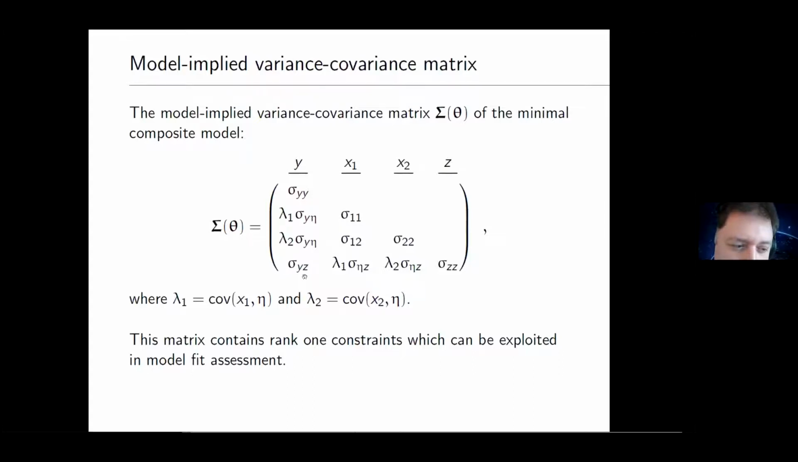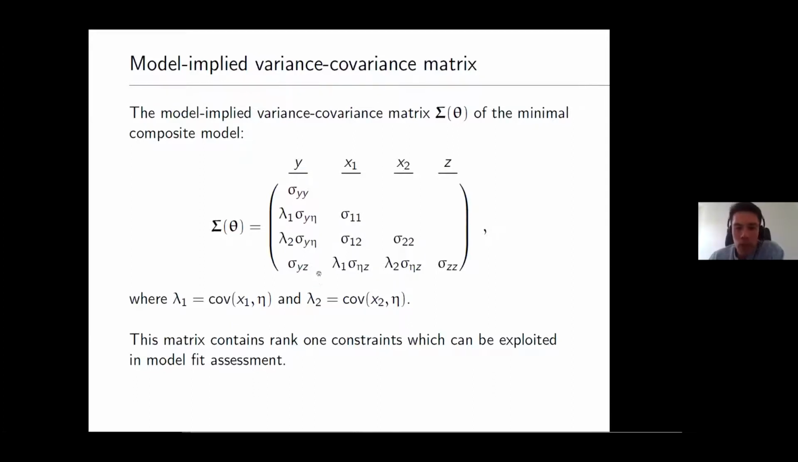Okay, perfect. Then we have here the covariance between y and z, which is also not constrained. But now we see that the covariances between x1, x2 and y, and the same for the covariances between x1, x2 and z, are constrained. Namely, we impose rank-one constraints here, similar to what the latent variable model does in structural equation modeling.